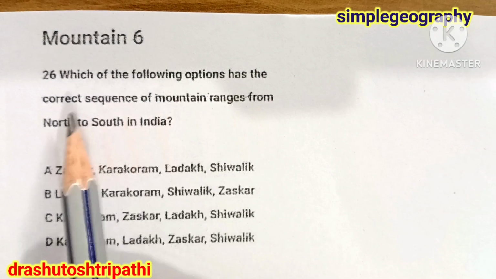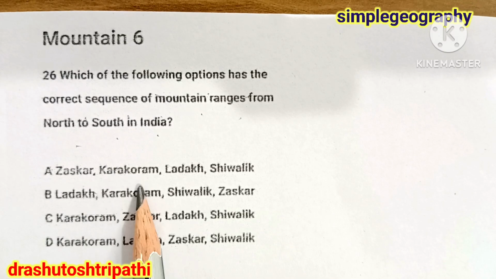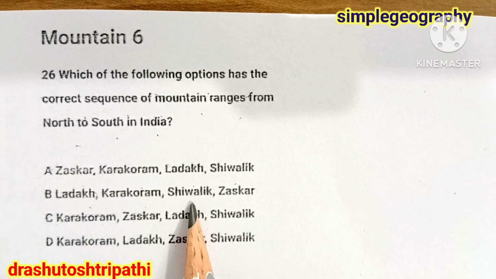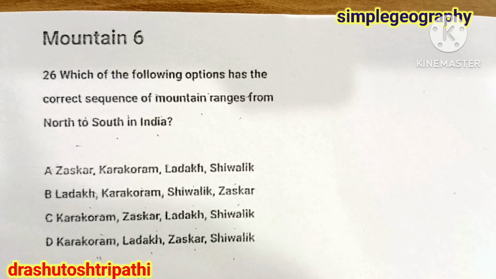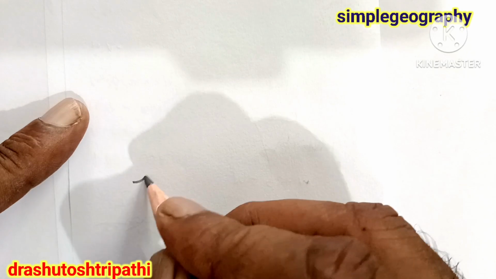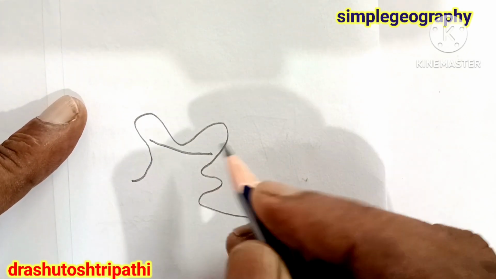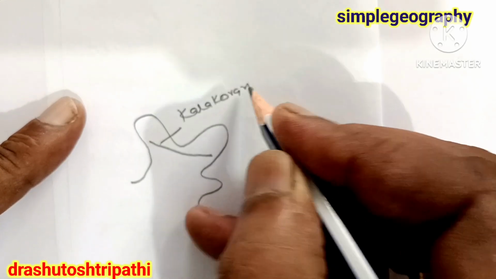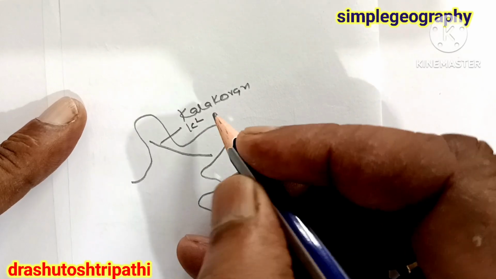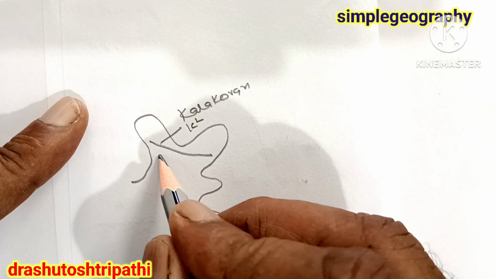Which of the following options has the correct sequence of mountain ranges from north to south in India? Zaskar, Karakoram, Ladakh, Shivalik; Ladakh, Karakoram, Shivalik, Zaskar; Karakoram, Zaskar, Ladakh, Shivalik; Zaskar, Karakoram, Ladakh, Shivalik. Let's see the map. This is a part of Jammu Kashmir. This is the first range, Karakoram. The highest peak of India, K2, is located here, also known as Godwin Austen. After that, that is the Ladakh.